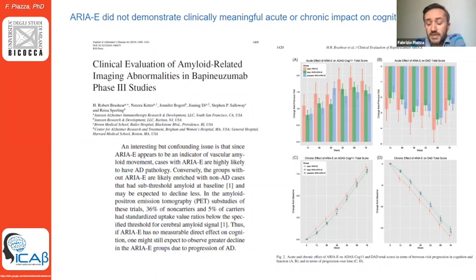Also, we have to consider that if ARIA is strongly related to ApoE4, which is the main risk factor for Alzheimer's disease and the severity of the disease, we should expect that these ARIA-E patients have a more rapid progression in terms of cognitive decline, which is not the case. So it means that maybe these events are only, I will not say helpful, but they also reflect the measured removal of beta amyloid. But the data are not clear, and so we have to investigate better in other cohorts.